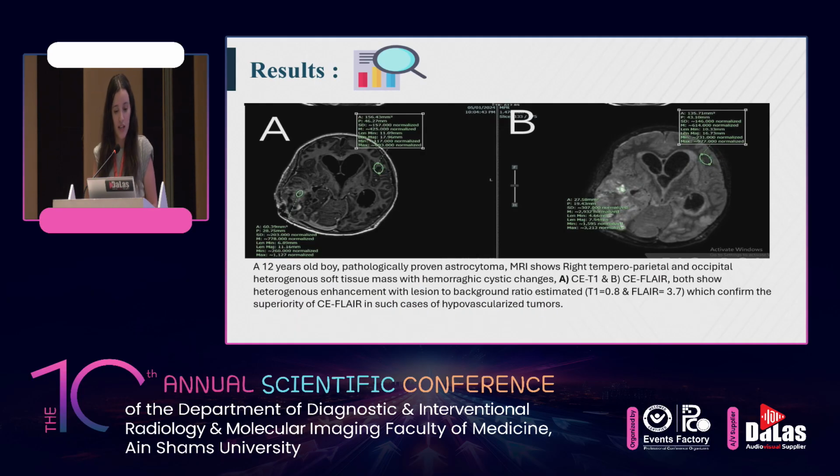A 12-year-old boy, pathologically proven astrocytoma. MRI was done: right temporoparietal and occipital heterogeneous soft tissue mass with hemorrhagic cystic changes. Contrast enhanced T1 picture A, picture B contrast enhanced FLAIR.